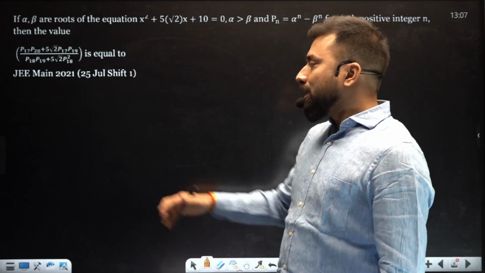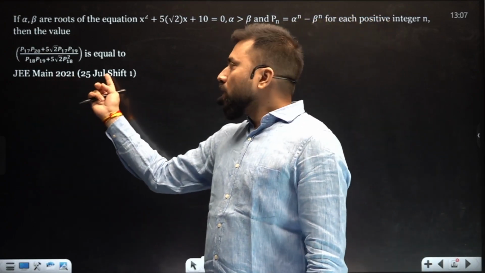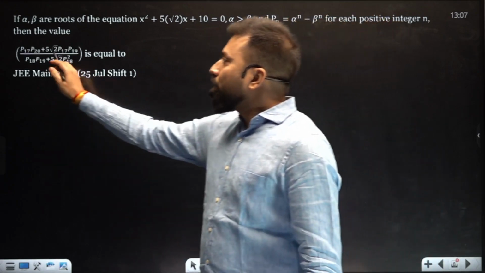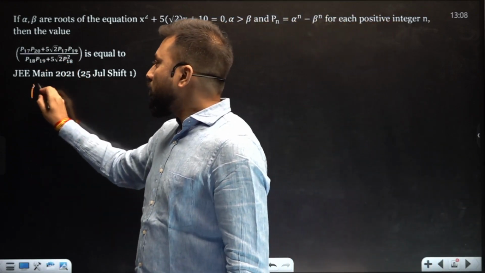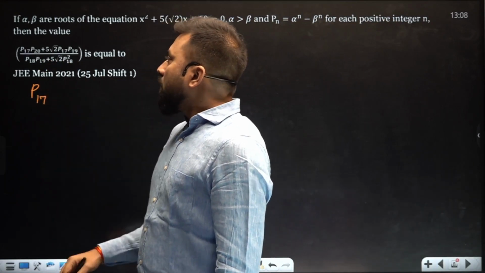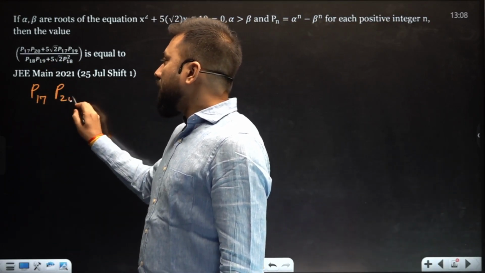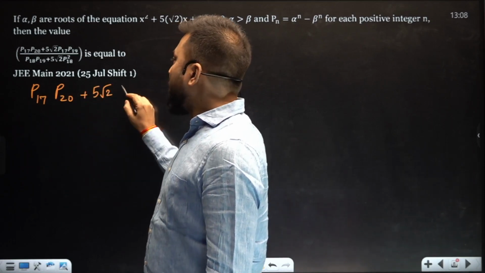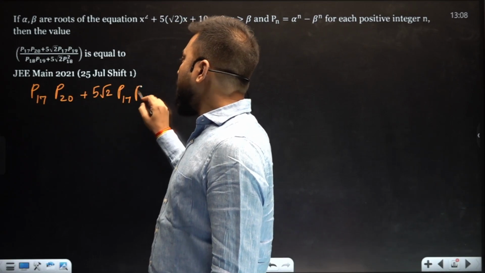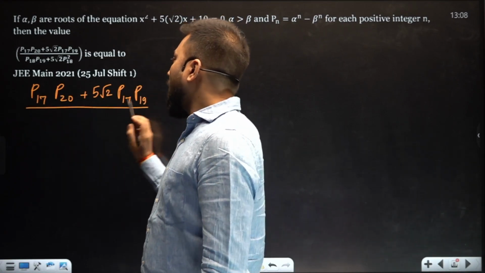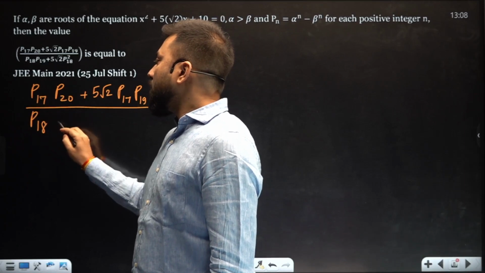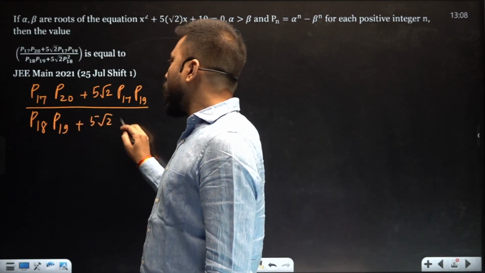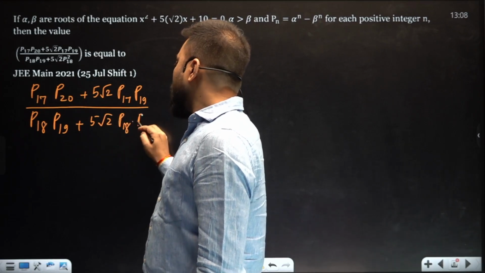Now what we'll do is, this has been asked in JEE Main 2021, 25th July, shift 1 paper. Now this value we have to find, right? The expression is P17 P20 plus 5 root 2 P17 P19 upon P18 P19 plus 5 root 2 P18 into P18.